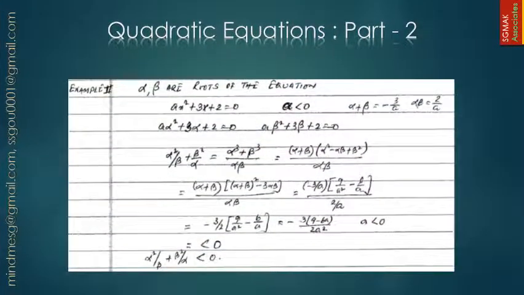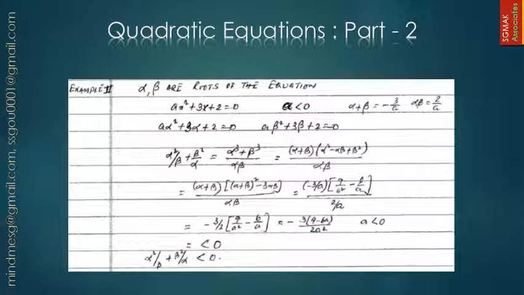If alpha and beta are roots of the equation ax squared plus 3x plus 2 equals 0, a is less than 0. So alpha plus beta is minus 3 over a, and alpha times beta is 2 over a. Sum of the roots and product of the roots. Now, since alpha and beta are roots, they both satisfy the original equation. So a alpha squared plus 3 alpha plus 2 equals 0, as well as a beta squared plus 3 beta plus 2 equals 0. Now you have to evaluate the value of this expression, alpha squared over beta plus beta squared over alpha.